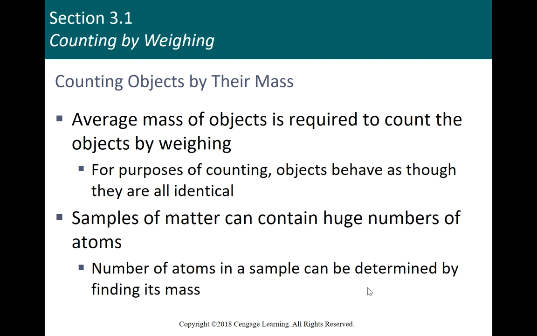Same kind of thing can be done with atoms, but atoms obviously are a much smaller scale. I can't just pick out one atom and put it on a scale and then figure out how many atoms are in a certain object. So we'll learn how to use a concept called Avogadro's number later.